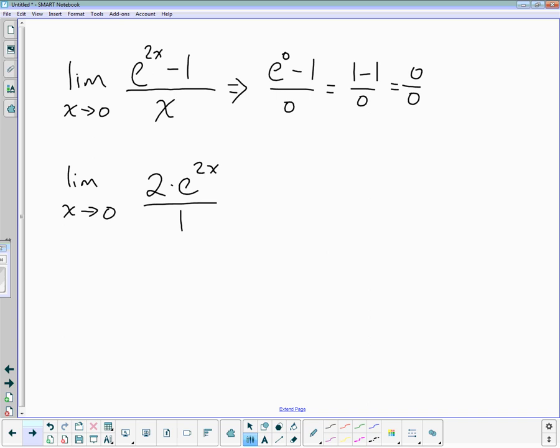So now when we approach 0, I wind up with 2 times e to the 0th, or just 2. No, it goes to 2. Oh, so the approach is... It approaches 2, and the limit is 2. Okay.